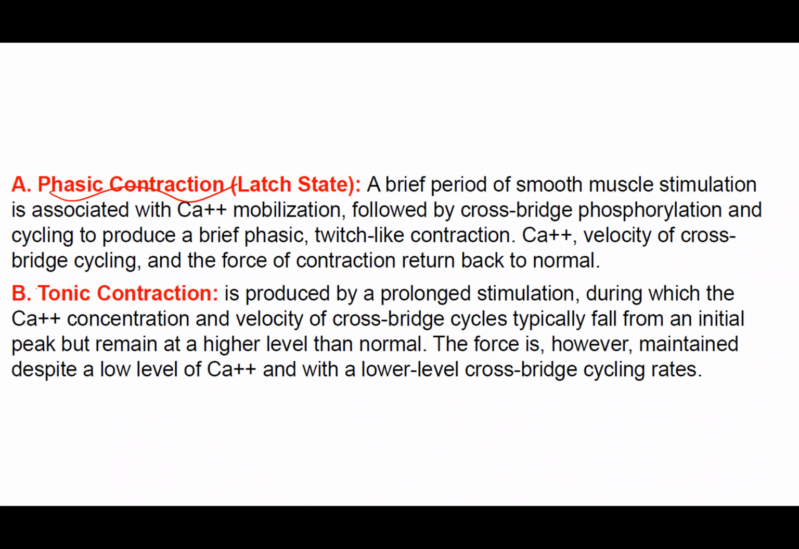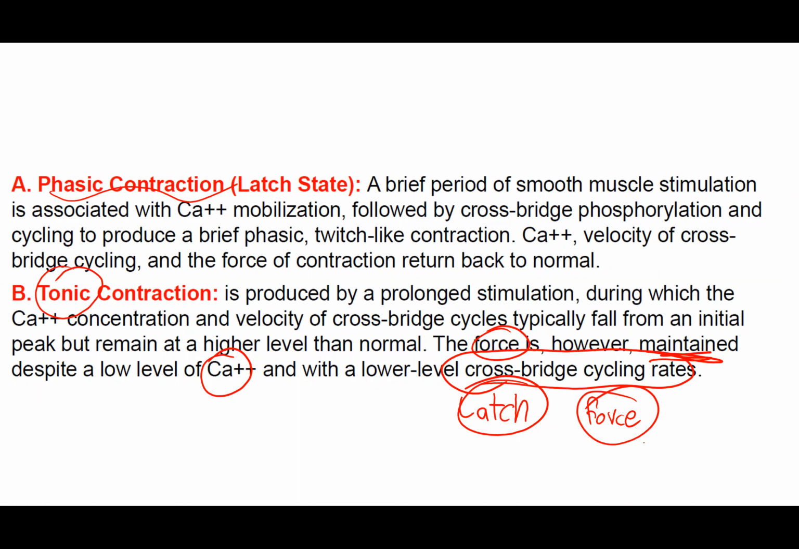The reason the latch state occurs in tonic contraction is to save energy. Force is maintained despite low levels of calcium and cross-bridge cycling. The force is the same. It hasn't changed. You've already reached the maximum force. All you're doing is putting a lot less work in, a lot less ATP for the same amount of force. That's it.